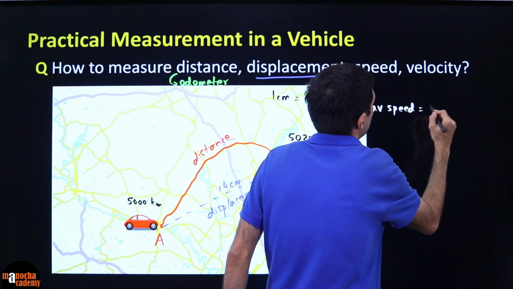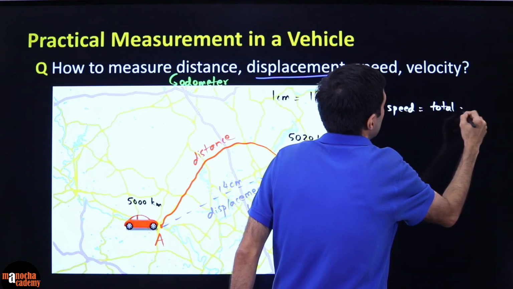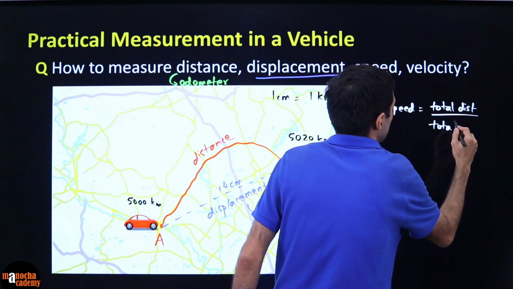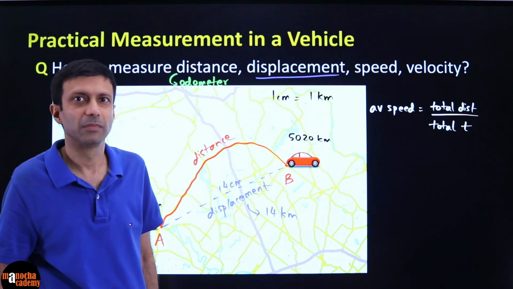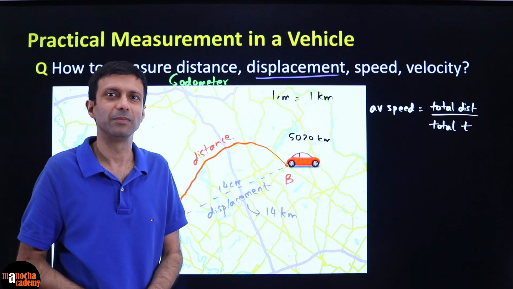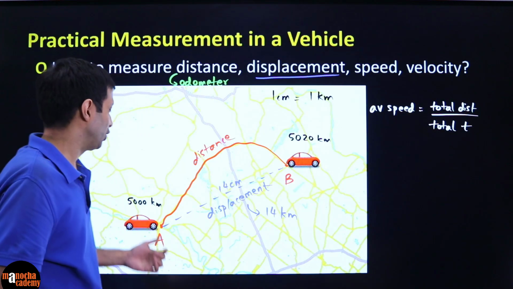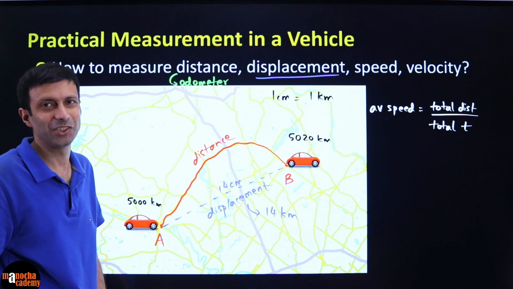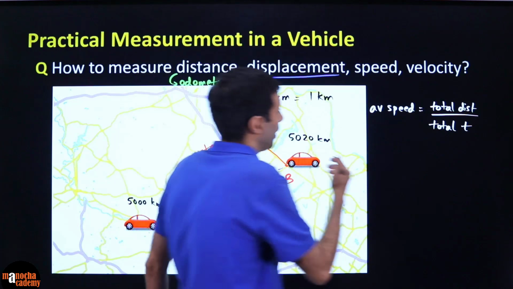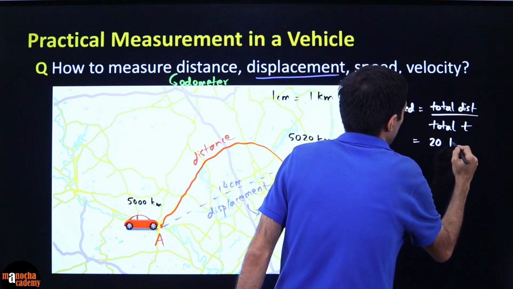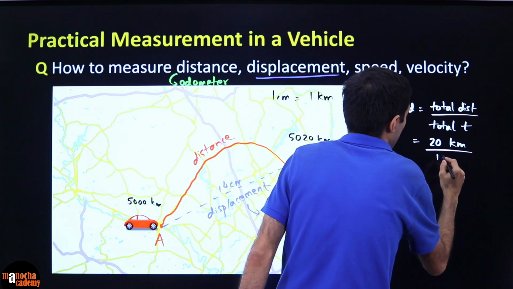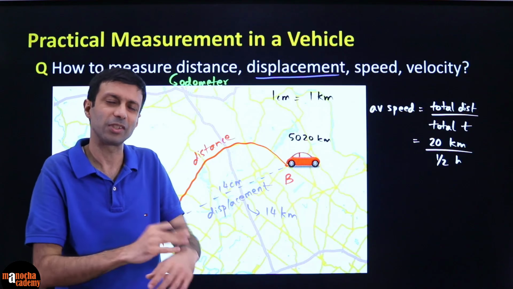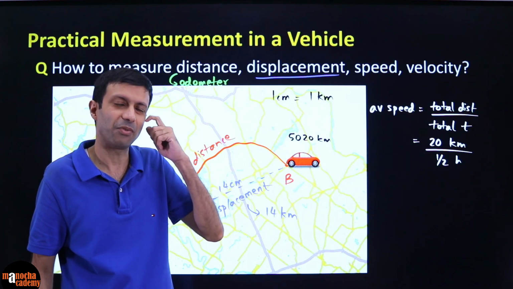The average speed is going to be the total distance you have traveled, let's say 20 kilometers, divided by the total time. How do you guys practically measure the time? So simple. You check your watch when the car started and you check the watch when you reached. So let's say you traveled 20 kilometers total and you took 30 minutes, or half an hour. Just use your watch, or a stopwatch is even more accurate.